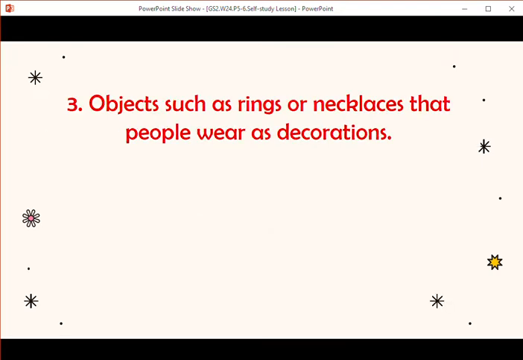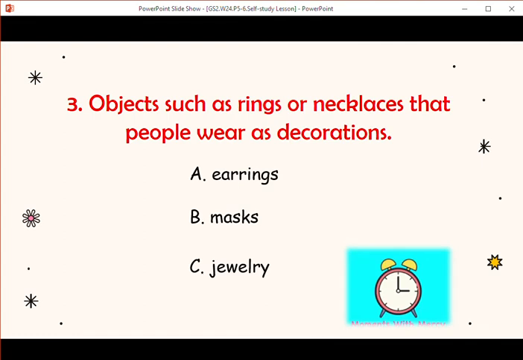Number 3. Objects such as rings or necklaces that people wear as decorations. What is your answer? 10 seconds now. Time's up. Tell me your answer. Good job. The correct answer here is C, jewelry.